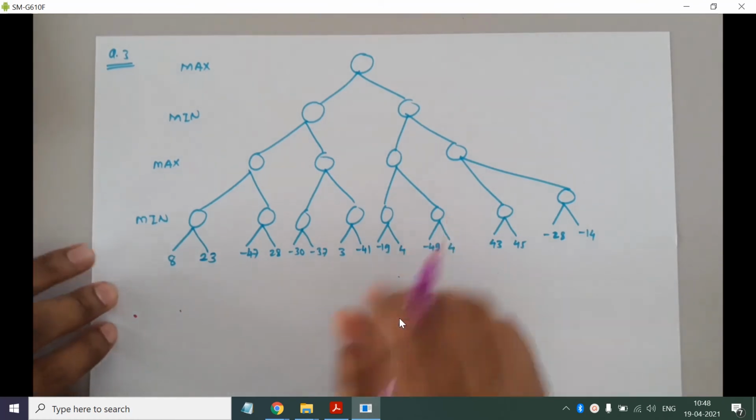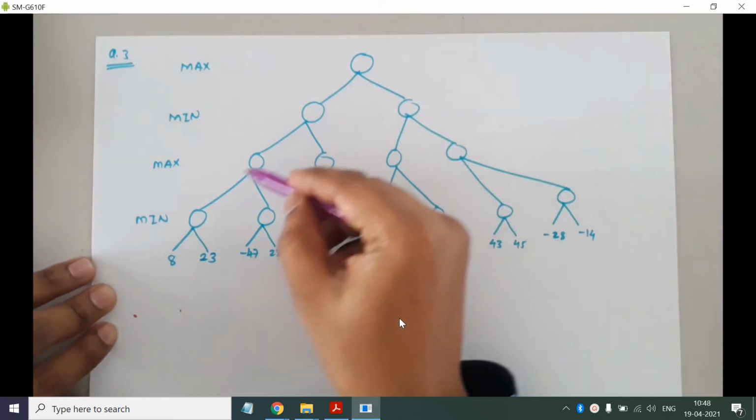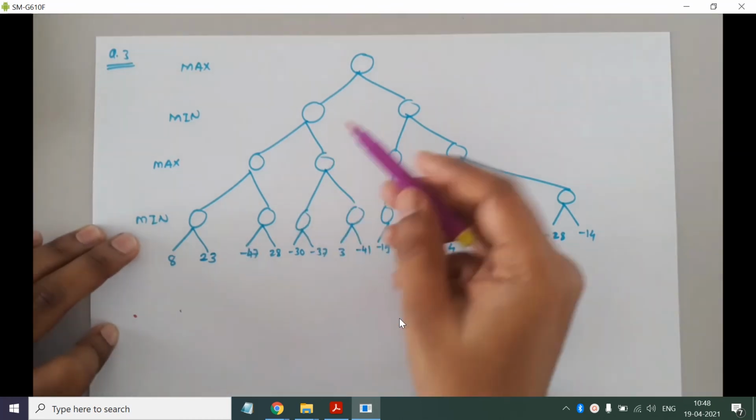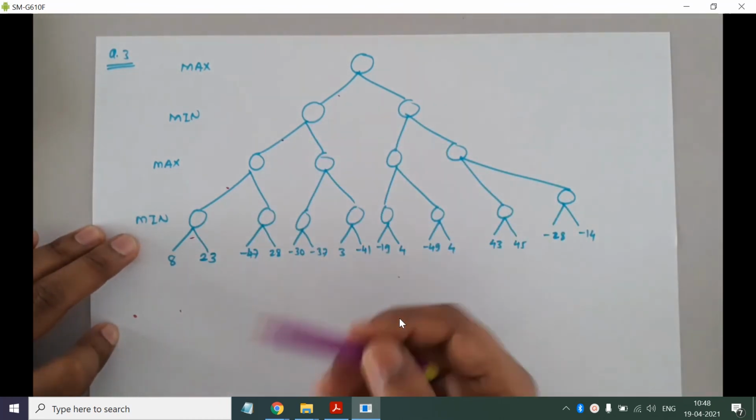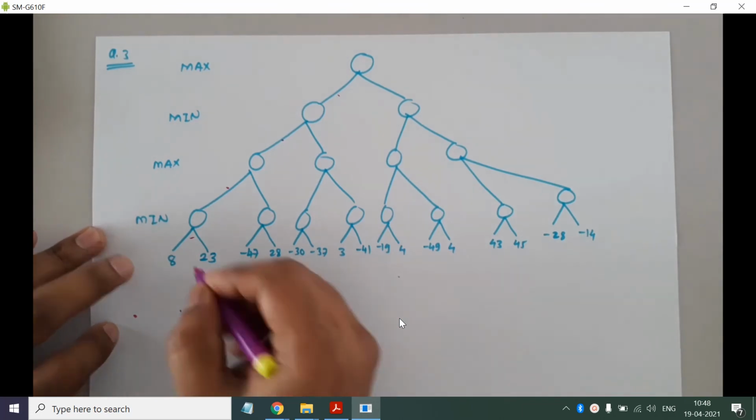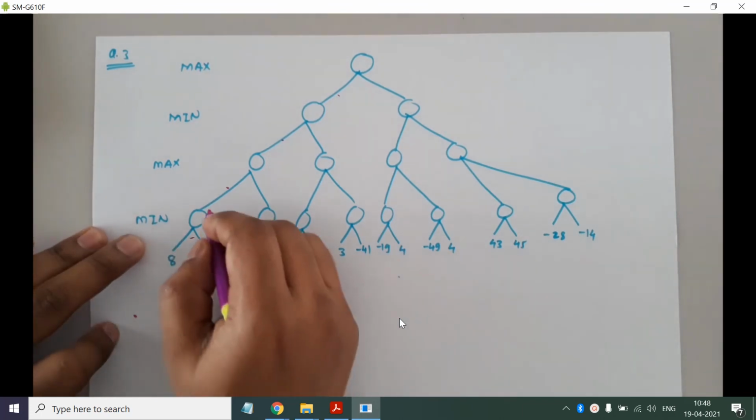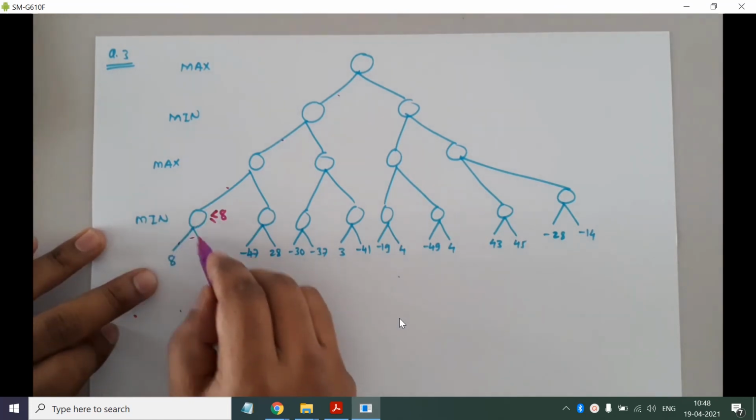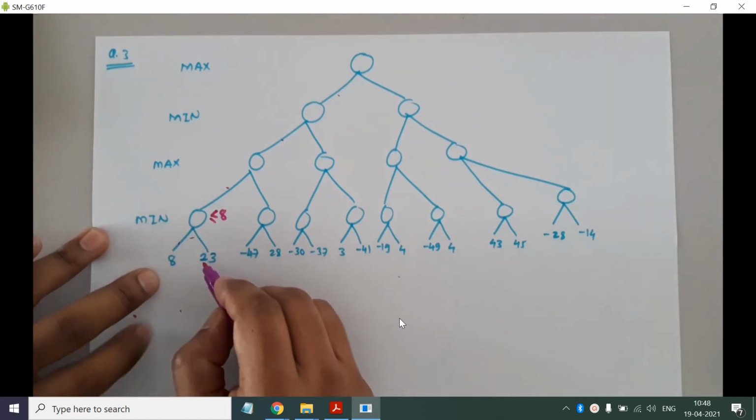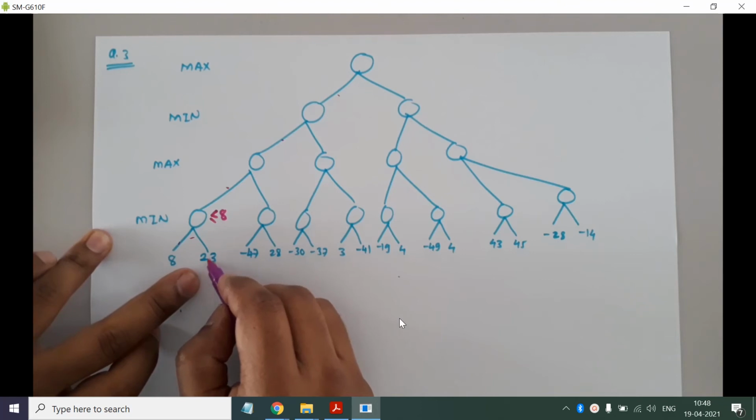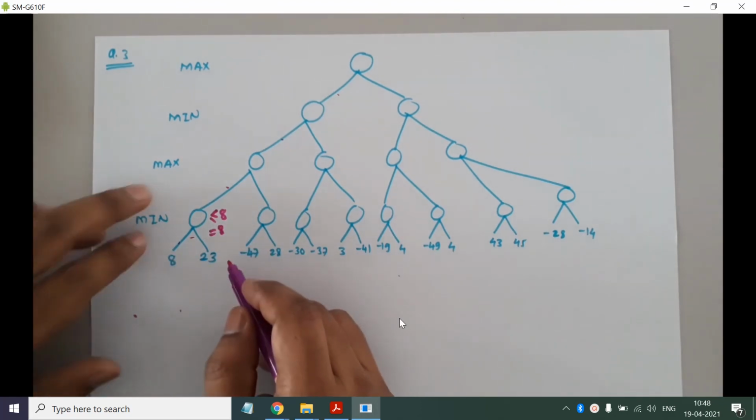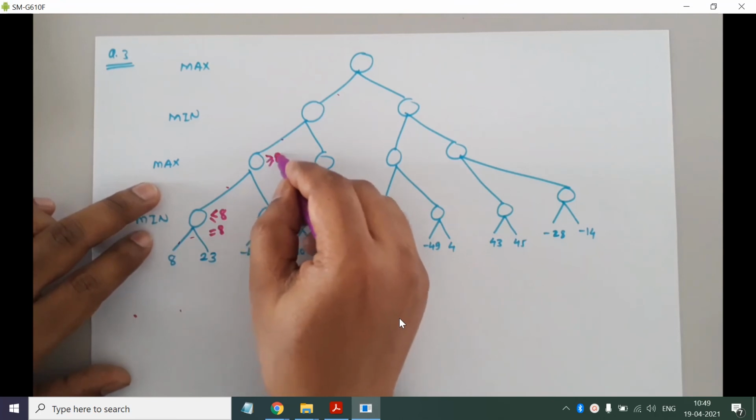Okay, let us solve this. So we'll come to this branch. Here we have a min node. This is a 4 ply game. It is a min node, so he wants to reduce this value. He will visit the second branch, that is 23. 23 is greater than 8, so the final beta value will be 8. Max wants to increase this value.